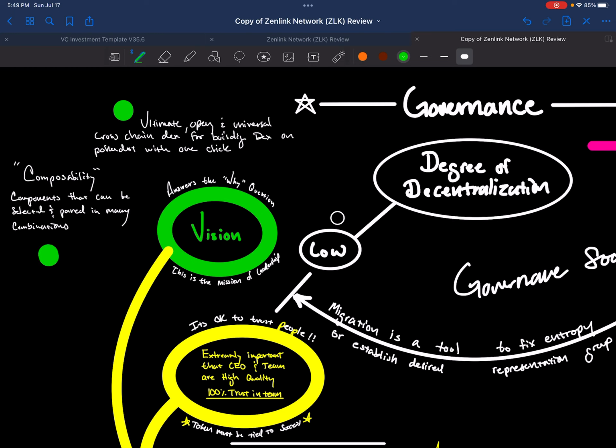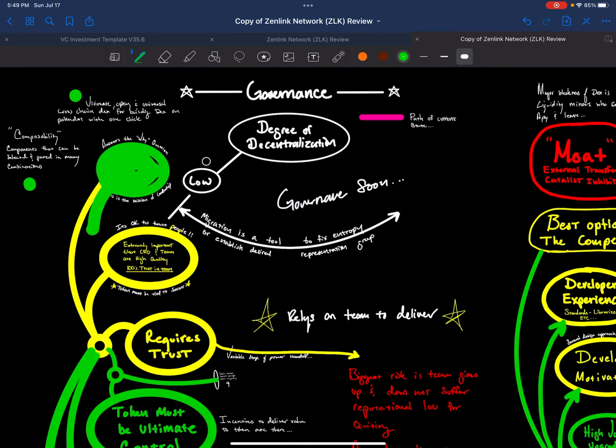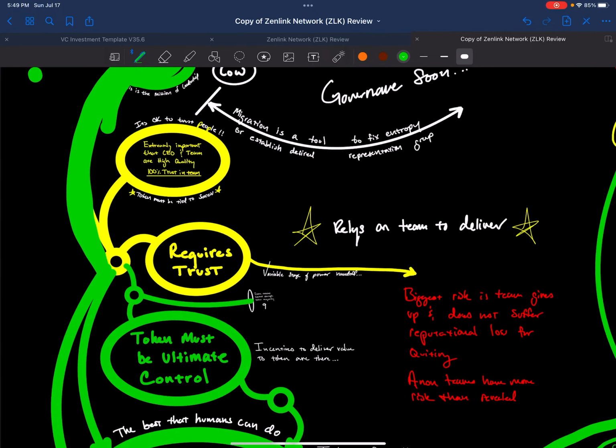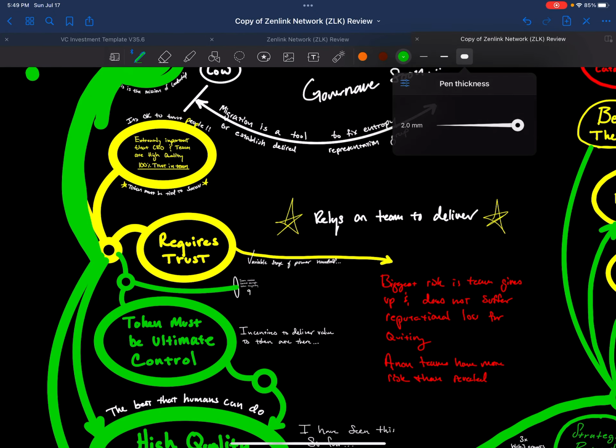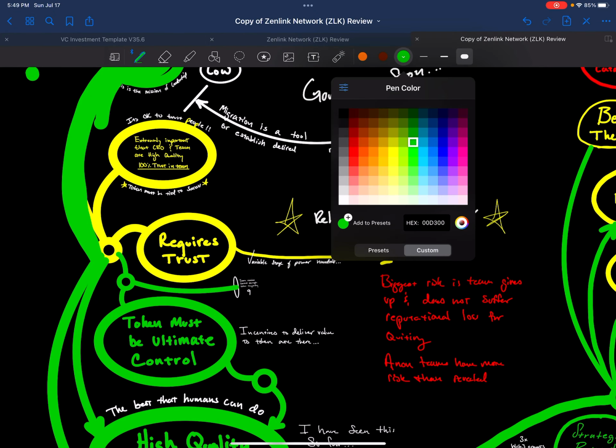Composability is one of the major components that can be selected and paired in many combinations. So their vision is pretty clear that they want a composability software toolkit for deploying swapping capabilities that will plug into their services. Now the team, most of it is anonymous, so that is a negative component of this project.